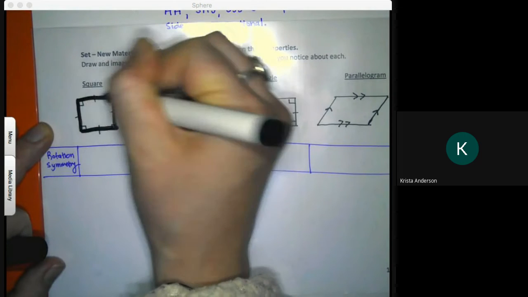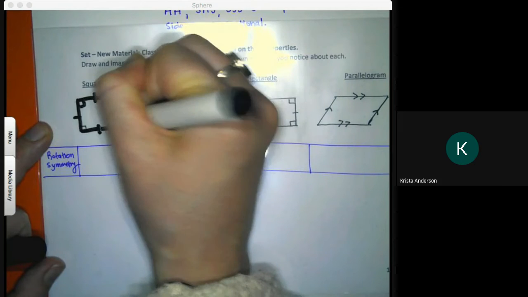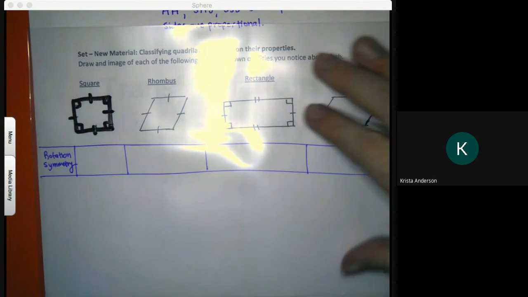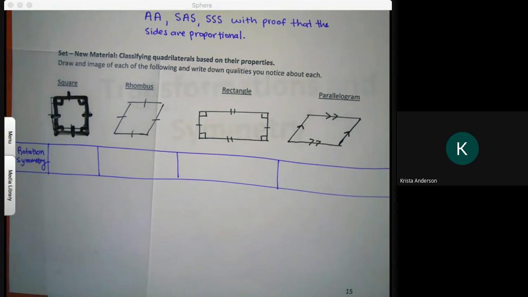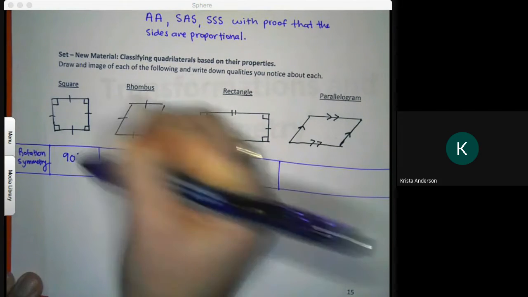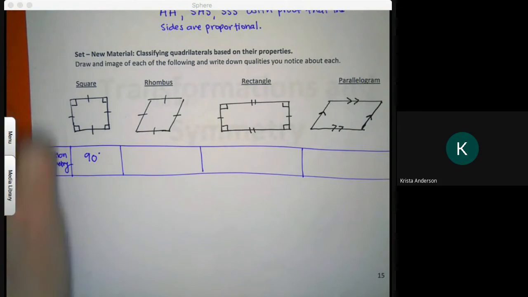Here's my image. If I rotate it, I'm going to rotate it 90 degrees, so that's one time around. What happens when I rotate it 90 degrees? Does it land perfectly on top of itself? Yes, so the square would only have to rotate 90 degrees to land on itself. I'm going to try it with the rhombus, see what happens.